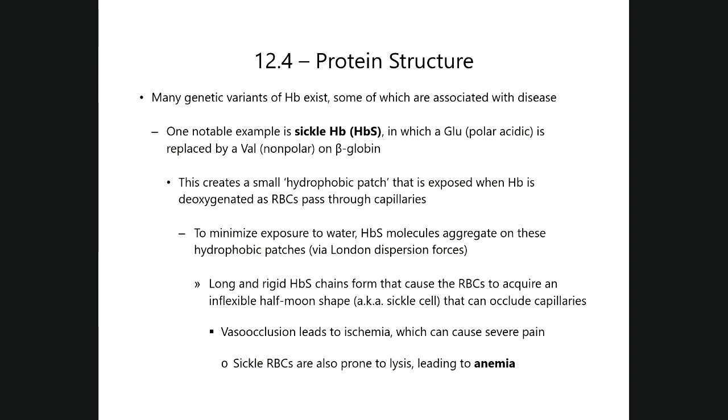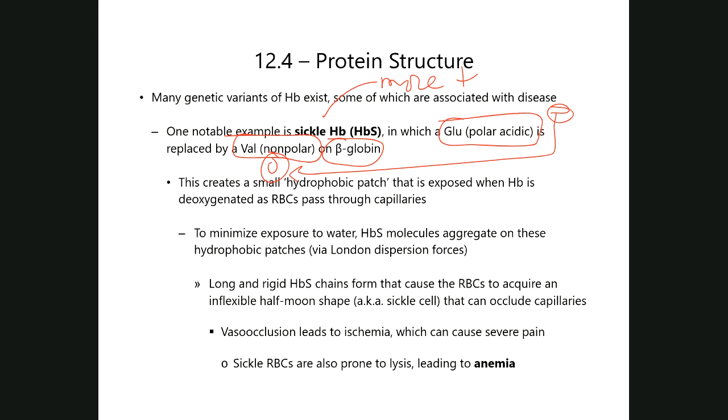So it turns out that glutamic acid, which is polar acidic, meaning having a negative charge, is replaced in the structure of beta globin by a valine. Valine has no charge because it's nonpolar. So if you notice, when something goes from being negative to being zero, it actually has become more positive. So sickle hemoglobin is more positive than hemoglobin A. And the way that we can identify this is electrophoresis, right? Because you have something that has a different charge, it will migrate differently in electrophoresis.